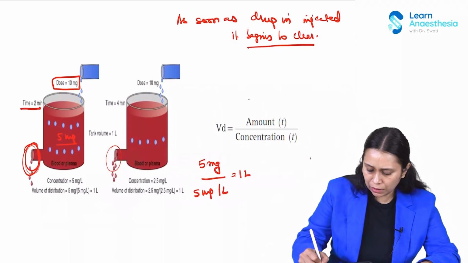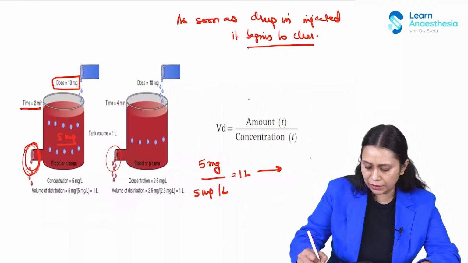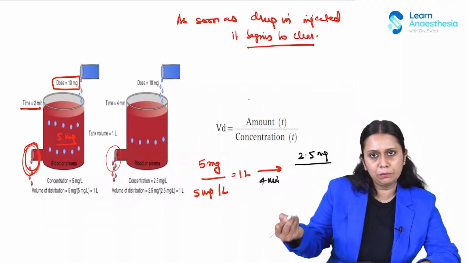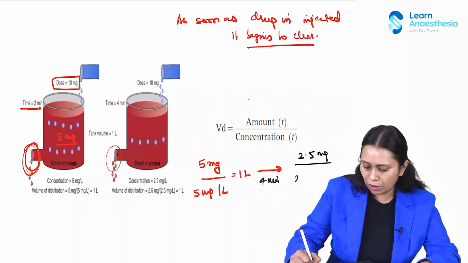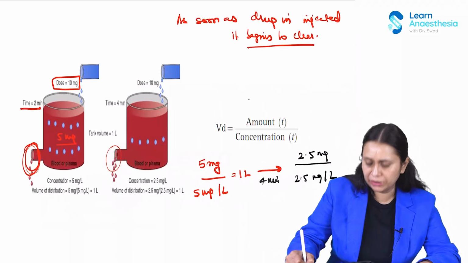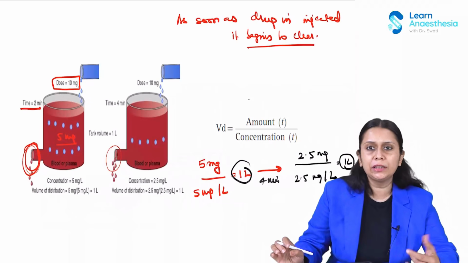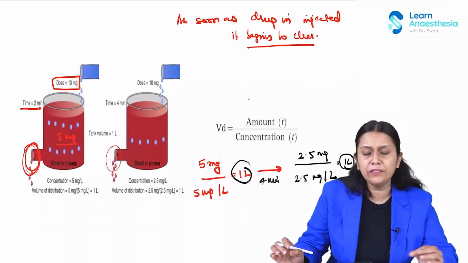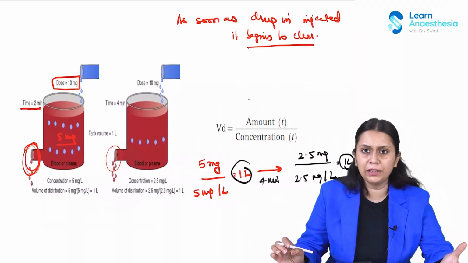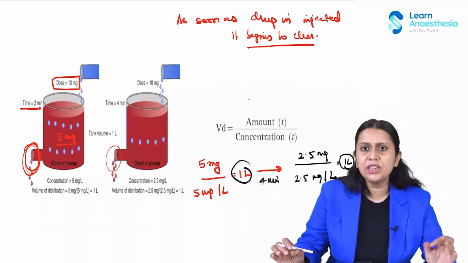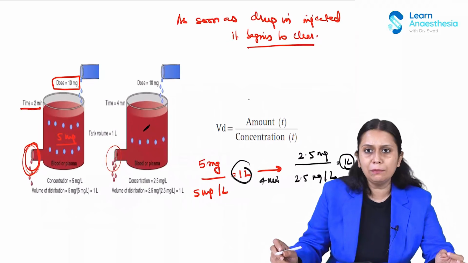It was 1 liter. After 2 more minutes, that is after 4 minutes, more drug was eliminated, and now only 2.5 milligram of drug was there in the plasma, in the body, or the concentration was 2.5 milligram per liter. So still the volume of distribution was 1 liter. So volume of distribution remained constant, right? It will remain constant if the elimination process follows first order kinetics. What do I mean by first order kinetics? I mean that elimination is directly proportional to the concentration of drug in the plasma.